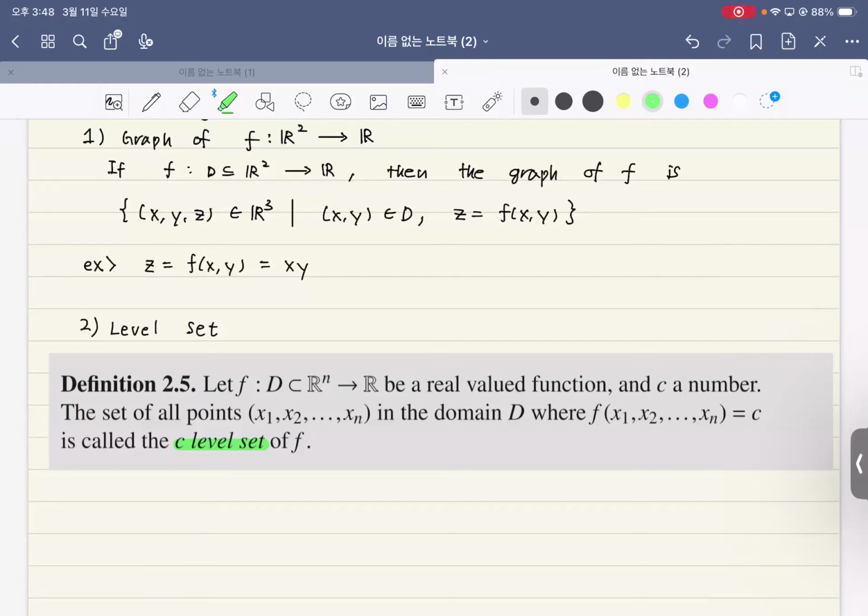Well, in our everyday life, you have at least once encountered this notion of level set. What is this? Like a contour set.